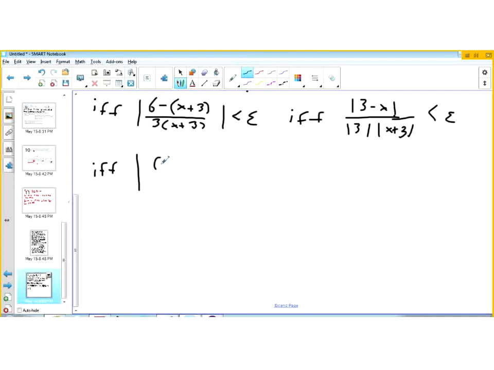Okay, so ultimately we get here. Now I'm going to do a trick, and this trick is not in the book, so it's something that will prove useful. This is true if and only if... What I'm going to do is factor out a -1 from the numerator.